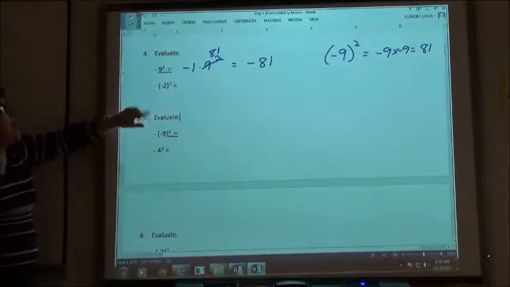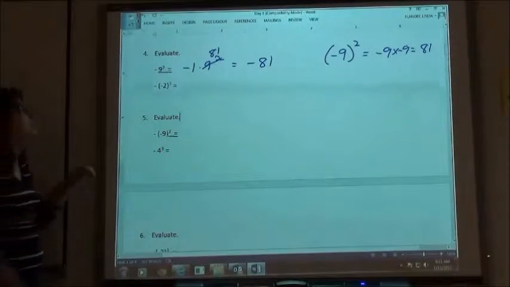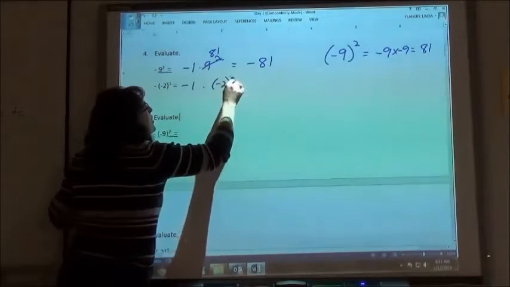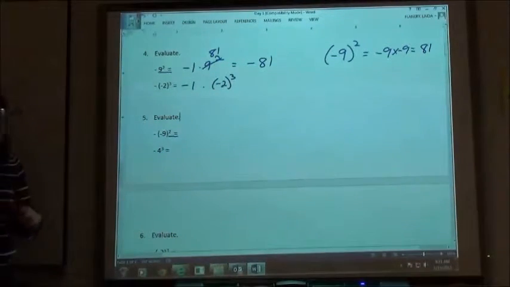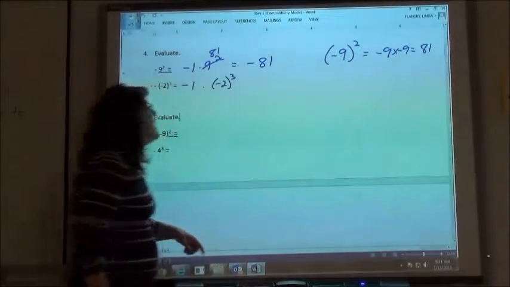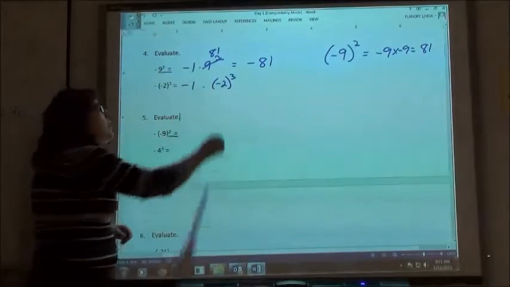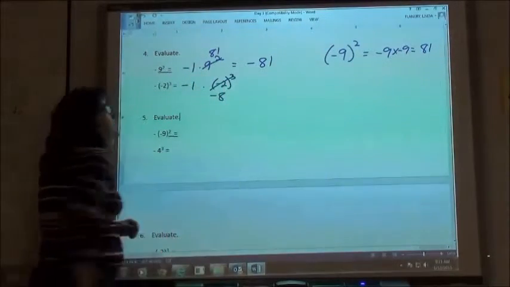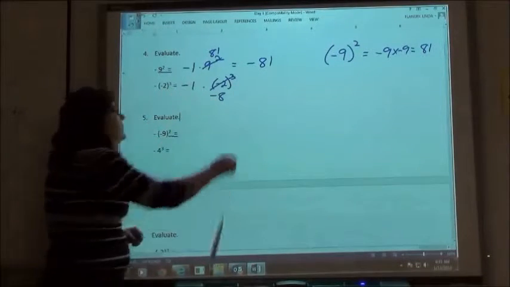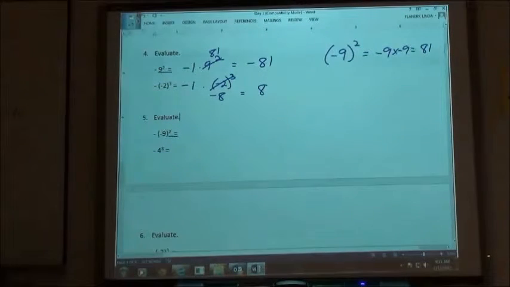This next one here, I have a negative sign in front of -2 cubed. So technically what that means is -1 times my -2 cubed. If I follow my order of operations, I do the exponent first. So I would cube my -2. -2 times -2 times -2 is -8. Then I multiply -1 times -8. Negative times a negative makes that a positive answer.